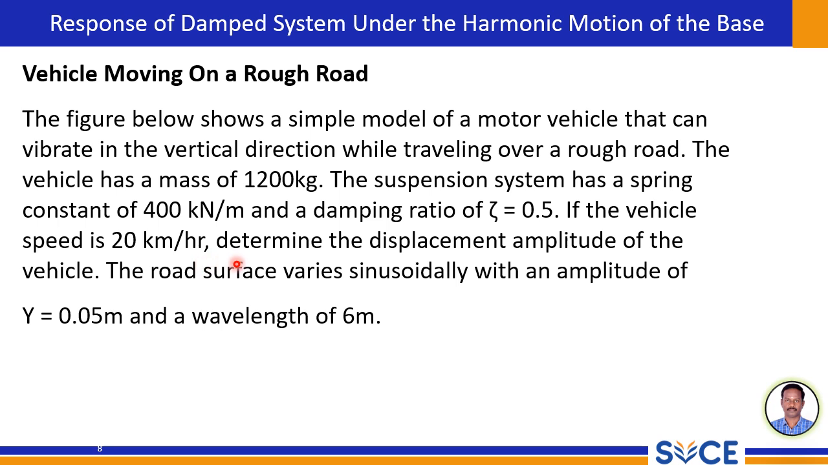The road surface amplitude Y is 0.05 meter and the wavelength is 6 meters. Now we need to find the frequency of the road surface variation. We can do this using the vehicle speed and the wavelength.